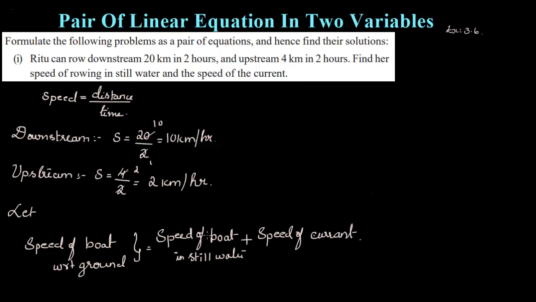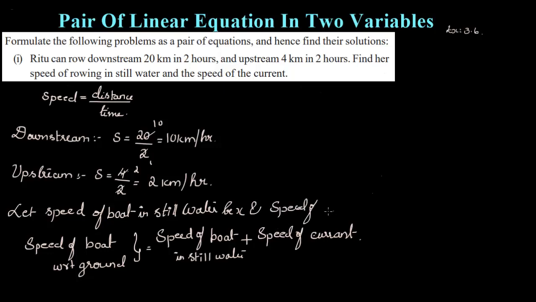So now we don't have the speed of boat in still water, we don't have the speed of current. So let us assume these values. Let speed of boat in still water be x and speed of current be y. Okay, so now we have assumed the two values.